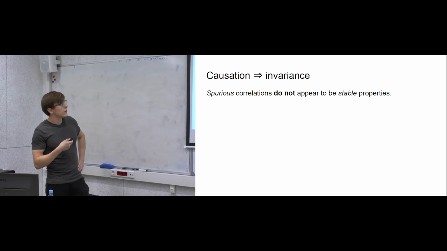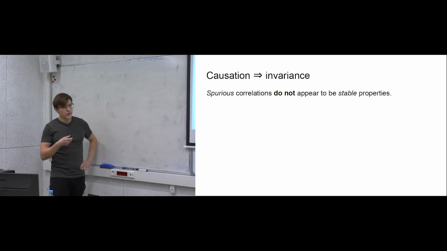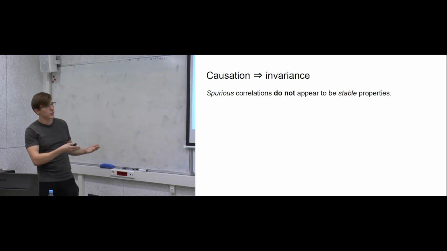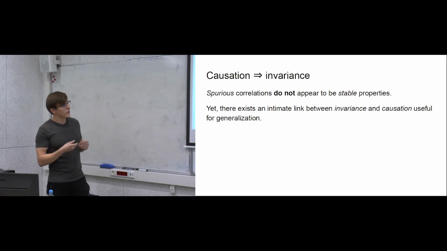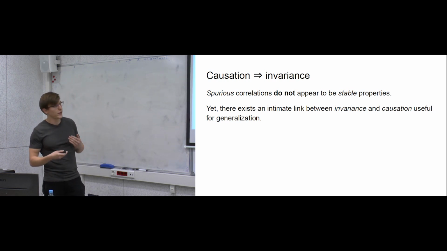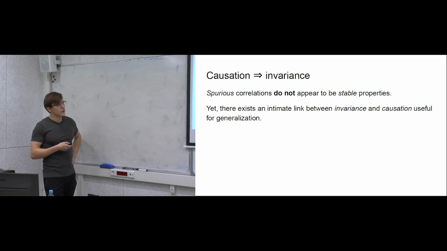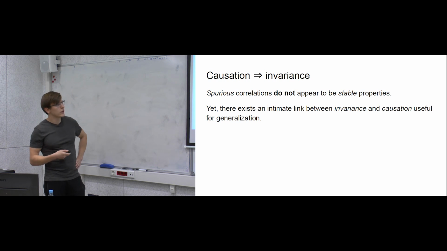So we can notice that those spurious correlations are not stable. They tend to vary from data set to data set or from environment to environment, whereas true causal features, properties, are invariant. They are stable. They are present in all environments, in all data sets. So we can use them to build predictors that will generalize well for new testing environments.